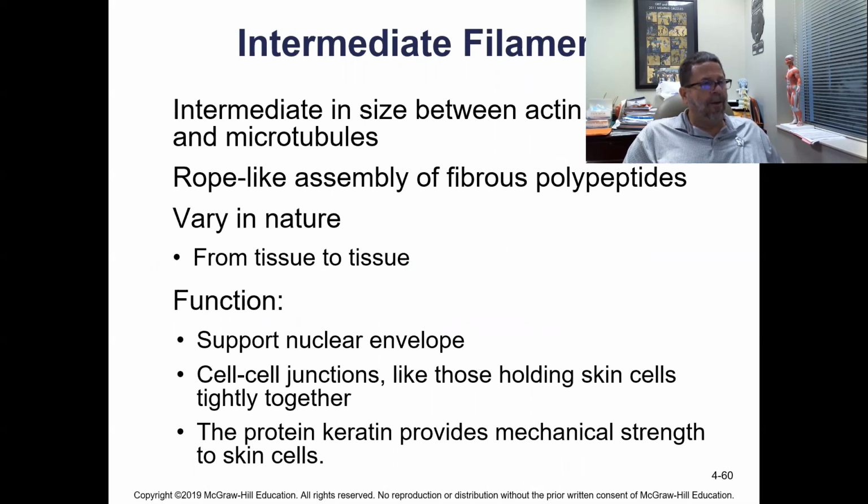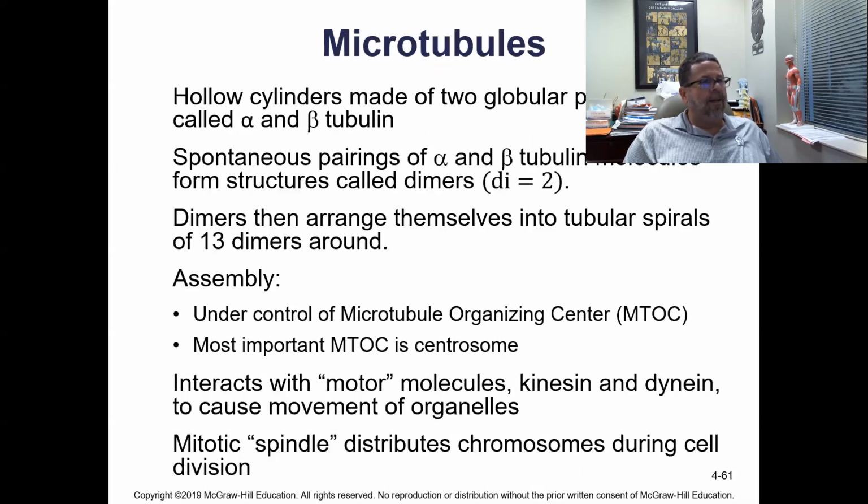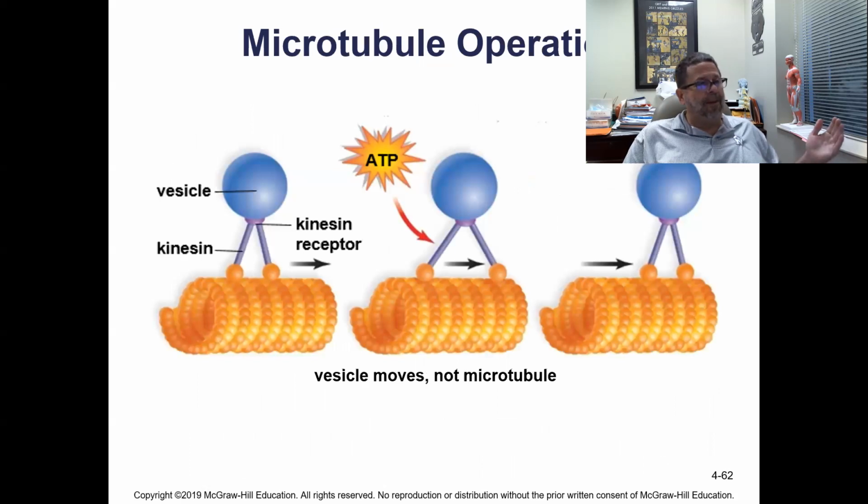Intermediate filaments support the nuclear envelope and cell junctions. Microtubules are formed during cell division at the microtubule organizing centers to pull the chromosomes apart, and these little molecular motors called dyneins and kinesins, I'm not sure I'm pronouncing this right, a discovery new since I went to school, are the little proteins that move the vesicles along the filaments. Okay, so the vesicle moves, not the microtubule. These slide the vesicle down like little motors, little conveyor belts, an assembly line.